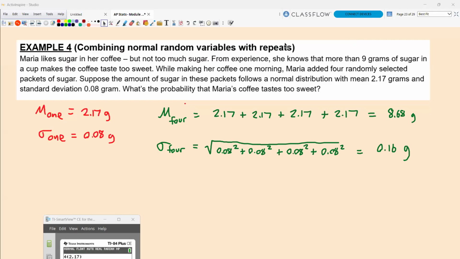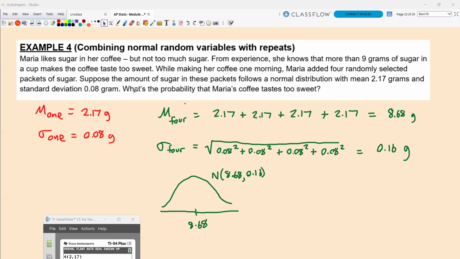So now we can answer the question. We'll draw ourselves a normal curve with our new mean for our 4 combined packets of 8.68. We'll go ahead and write N(8.68, 0.16). Always write that on the top. It's just nice to have that there. Then we're going to do our inputs. So we know this is going to be a normal CDF, but let's talk about the probability we're going to calculate and what our boundary is going to be.